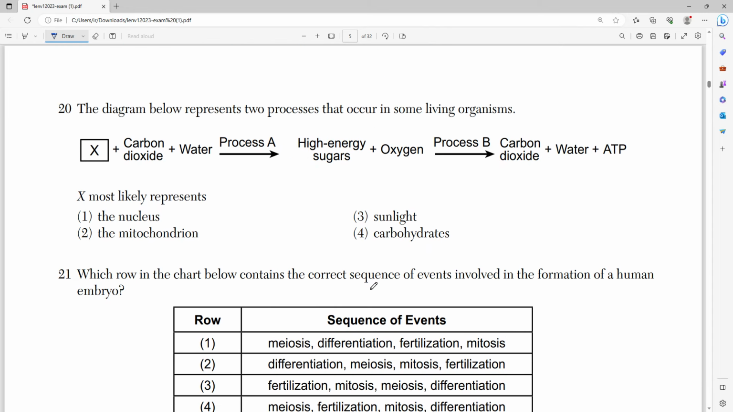Number 20 says the diagram below represents two processes that occur in some living organism. X most likely represents what? Well, look here. We have CO2 and we have water, and it's producing sugars. Immediately, we should be thinking about what? Photosynthesis, right? Because we're producing energy in sugars. Production of sugars, plants, photosynthesis.